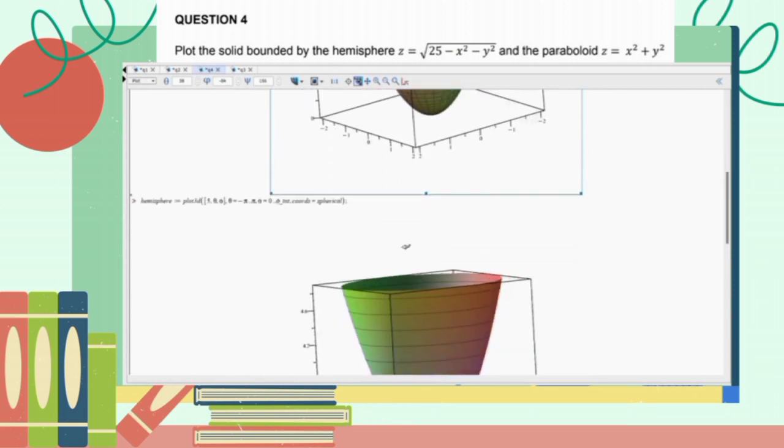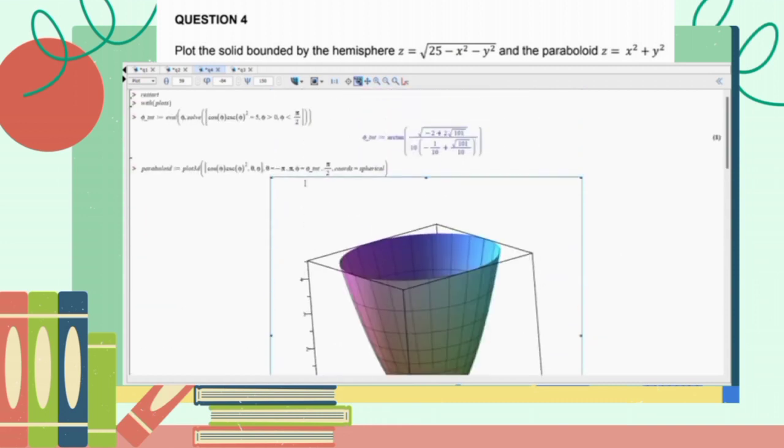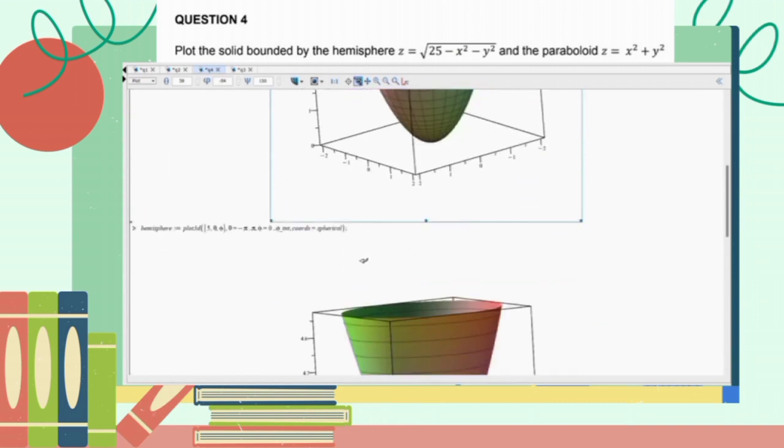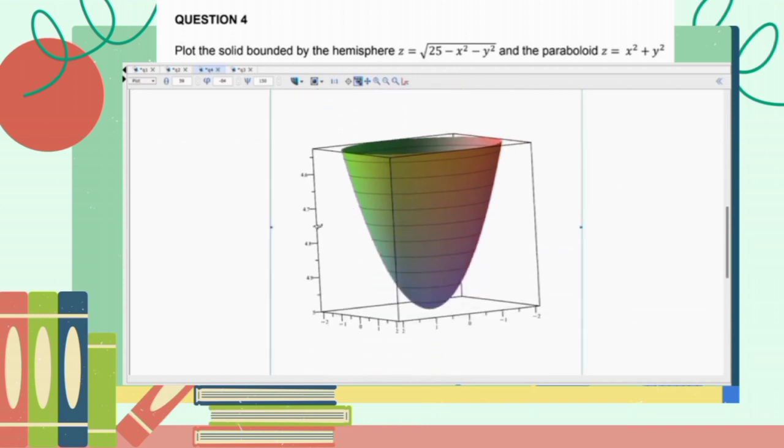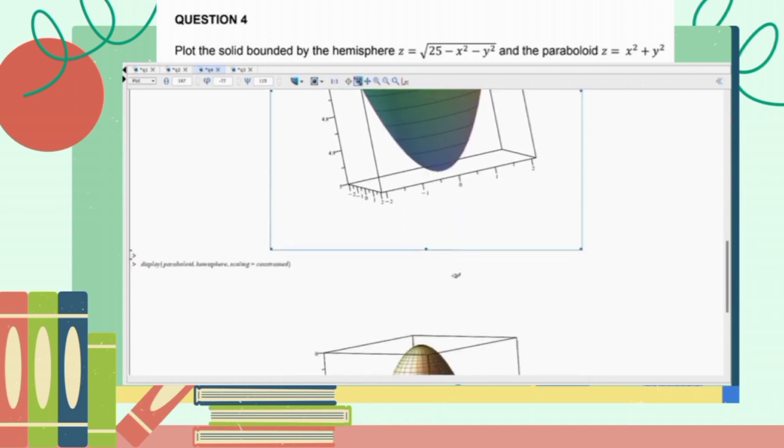After that, we need to plot the hemisphere. In order to plot the hemisphere, we use plot3d in brackets. We have 5 from the equation, and then we have theta and phi, where the range for theta is negative pi until pi, and the range for phi is 0 until the calculation that we got from above. Then we use the coordinates spherical, and then we get this shape, this solid.